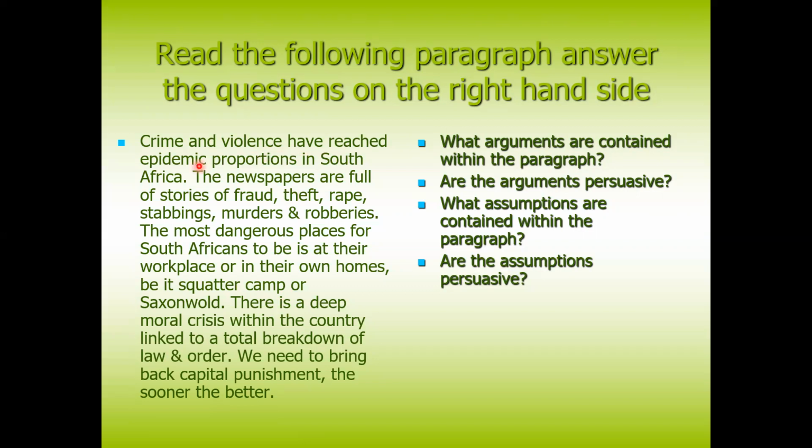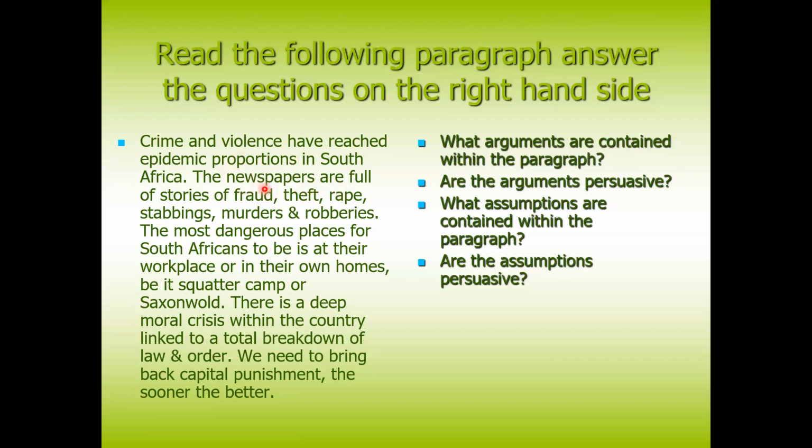What is meant by epidemic proportions of crime and violence? How do you define that? What do they mean? The newspapers are full of stories of fraud, theft, rape, etc. Now, what do they mean the newspapers are full? Do they mean there is one article in every newspaper that you read? Or is there an article on fraud, theft, rape, and so on every single page? Or does it mean that the newspapers are full from the front page to the last? There's no sports, there's no smalls, there's no adverts, there's nothing. The whole paper is filled with stories of fraud, theft, and rape. You don't know what is meant there.